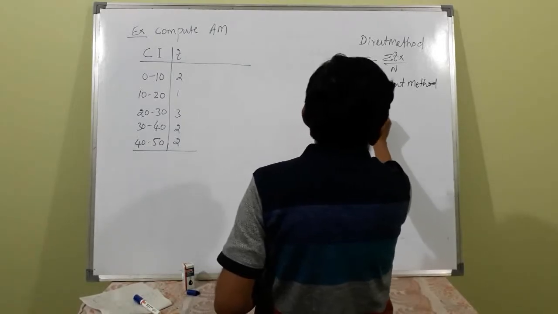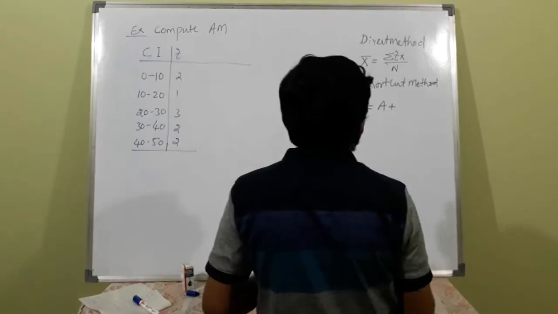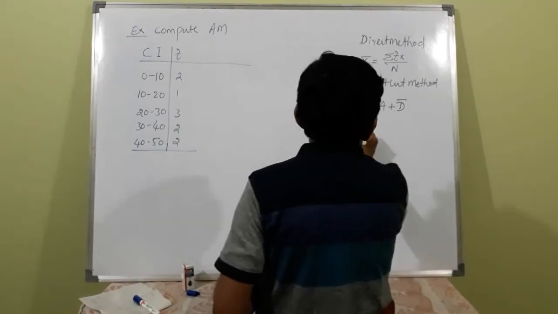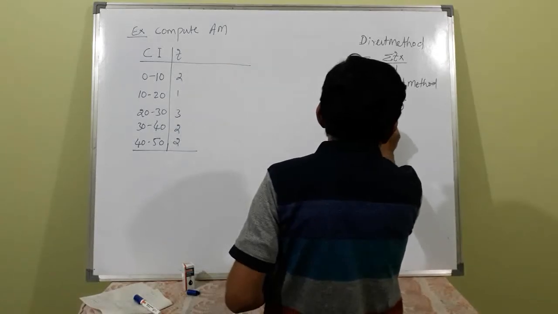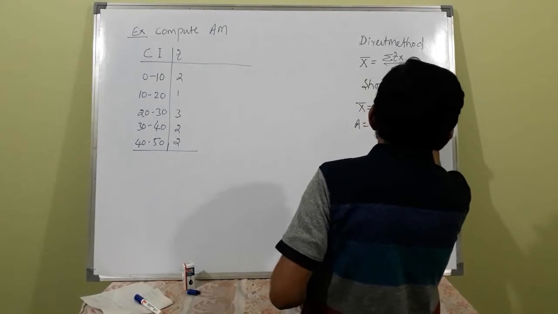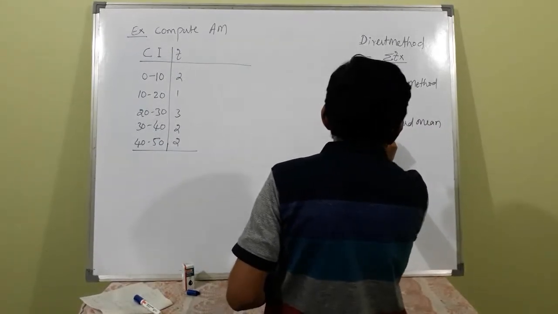Here x bar is equal to a plus d bar, where a is assumed mean, d is deviation.